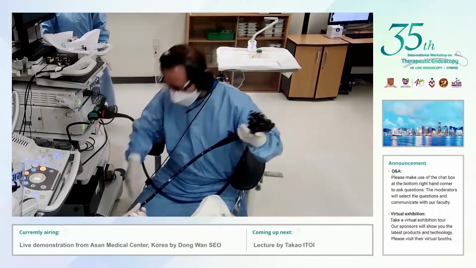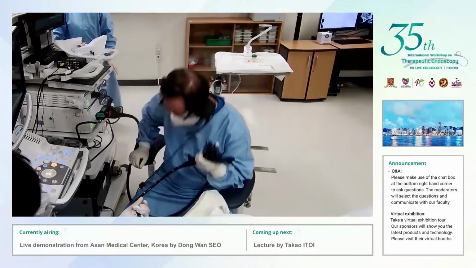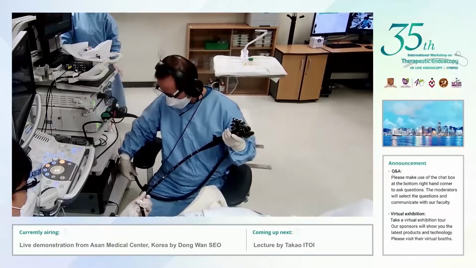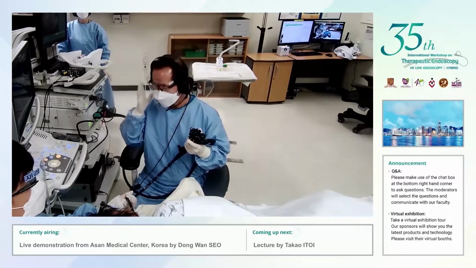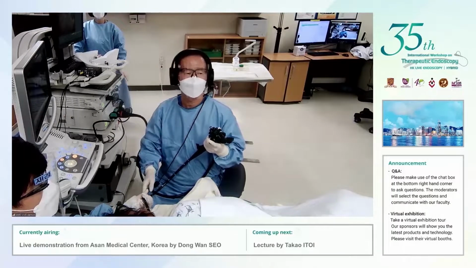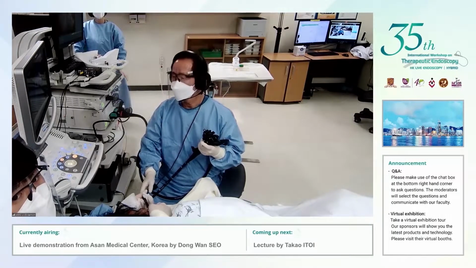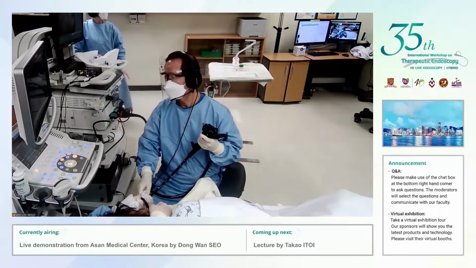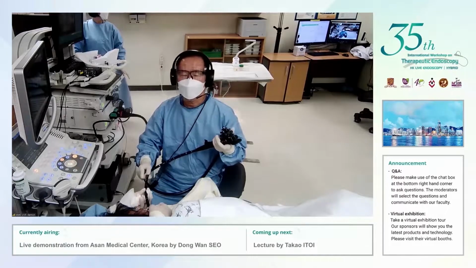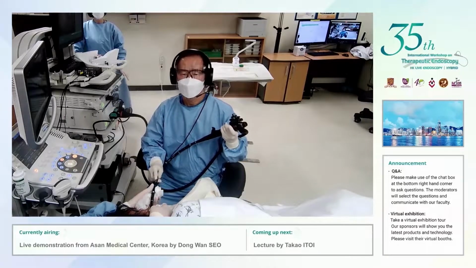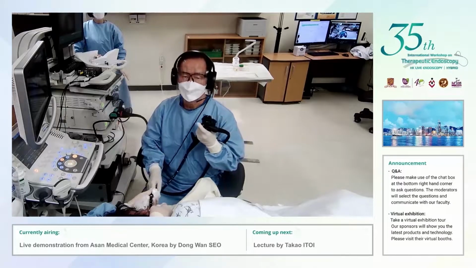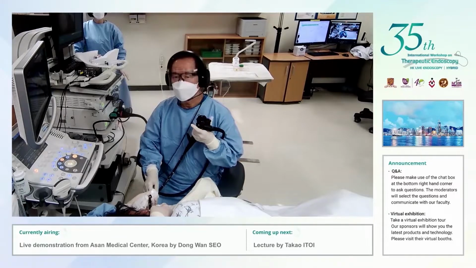I already inserted my echo endoscope into this patient. And as usual, I do EUS examination in a sitting position. Can you see my face? Yes, sitting very well on my chair. Yes, this is my routine examination position. And now I inserted my echo endoscope into the stomach, lower body. And from here, can you see the EUS image now?